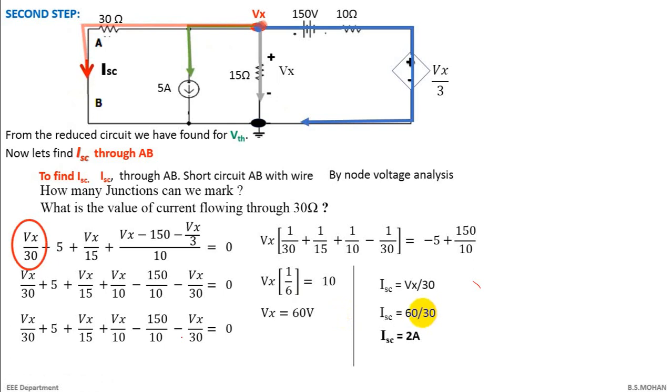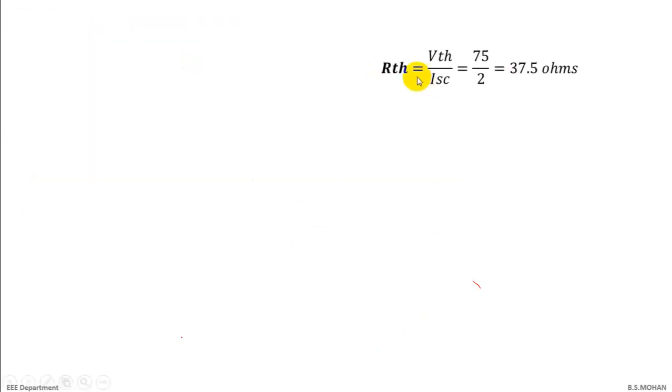Other than the theorem, it is not that you cannot find the resistance by shorting your dependent voltage source or dependent current source. The method is to find the resistance using VTH and ISC, that is, open circuit voltage and short circuit current. So RTH is nothing but VTH by ISC, that is 75 by 2. Remember, the value of 60 is what we used to find ISC. Don't get confused. The value 75 that we used earlier is VTH, and the value we got the second time when calculating Vx is for ISC. So 75 by 2 is 37.5 ohms.